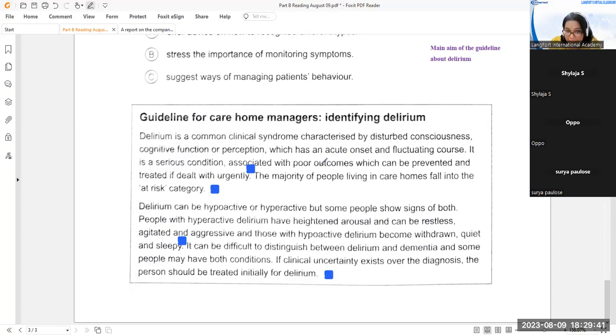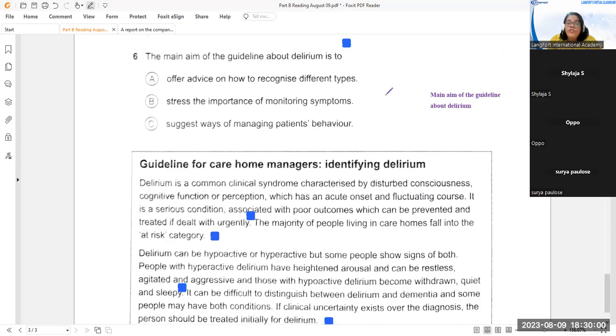Okay, so they have talked about the features of delirium, how it has poor outcomes and needs to be prevented and treated urgently, and how the majority of the people in a care home are at high risk of getting the syndrome, and how they've talked about hypoactive symptoms and hyperactive symptoms, and how it's difficult to distinguish between delirium and dementia. And if there is confusion about what exactly the diagnosis is, always treat the patient first for delirium. Okay, now Shailaja, can you read each option one by one?